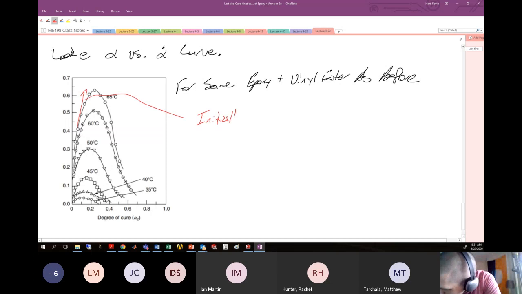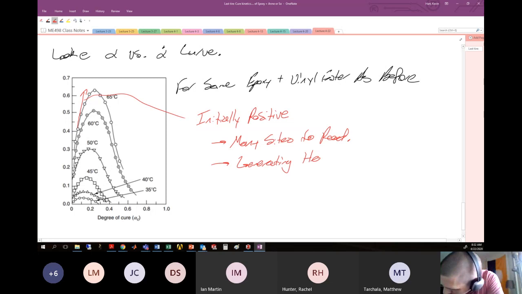All right, many sites to react. And more importantly, it's generating heat. That's because as my components are reacting with the things around them, it's an exothermic reaction. So I'm generating heat, which will cause the reaction to go faster, right? So you see the increase in the rate of the degree of cure initially as I'm curing my composite. Interesting. Now we reach some plateau up here.